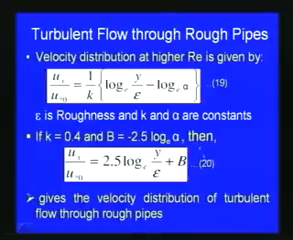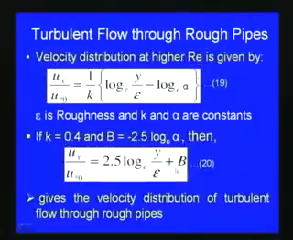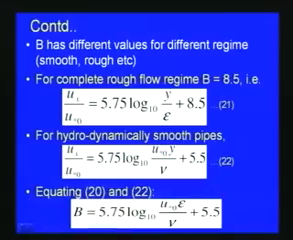The major difference you can observe here is that we have put a term for epsilon, which is the reference height with respect to the rough pipe. Now this constant B, as we have seen, has different values for different regimes, depending on whether the pipe is rough, smooth or in between. So, the value of B changes.